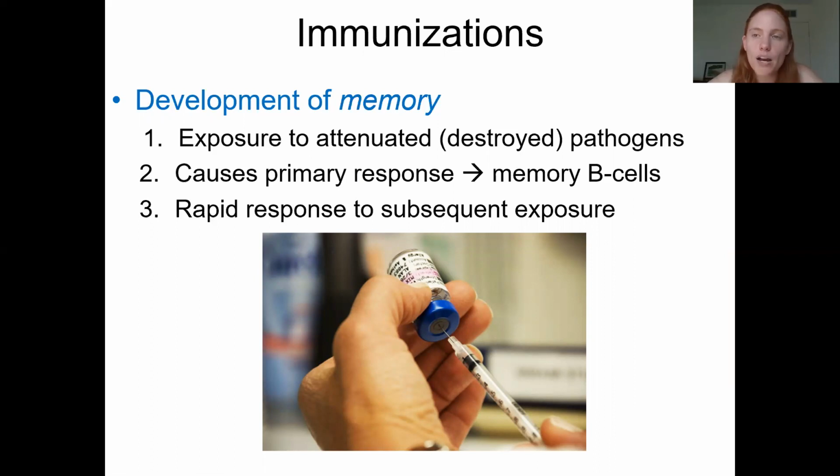So why do we need to get a flu shot every year? You have to get a flu shot every year because it's specific. The flu shot that you got last year is for a different strain than you had this year. These memory cells are still specific to their antigen, and so they will only work for that one antigen.